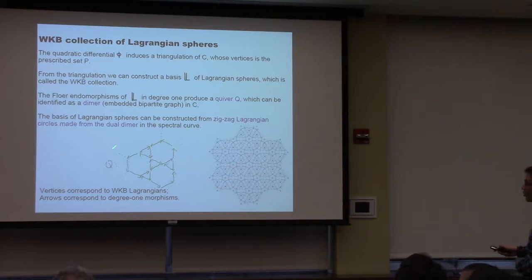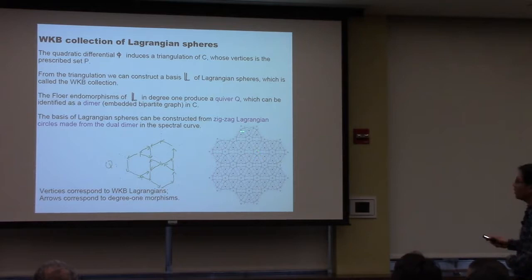And then in dimer theory, it is natural to take the dual dimer. By taking the dual dimer, well, I'm not going into detail, but you can get zigzag Lagrangians made from the dual dimer in the spectral curve. The spectral curve is also drawn here, but it is not very obvious. It is a double cover. So this is the base curve C, and the spectral curve is a 2-to-1 cover of it, ramified at the zeros. These are the branch points and so on.